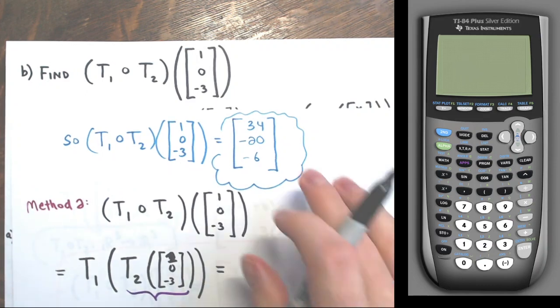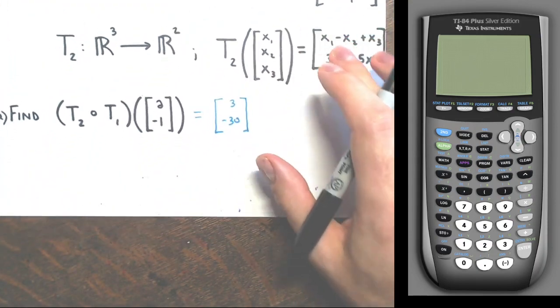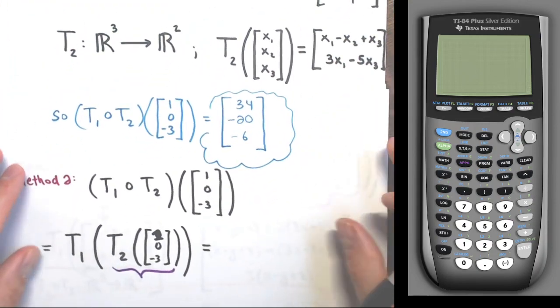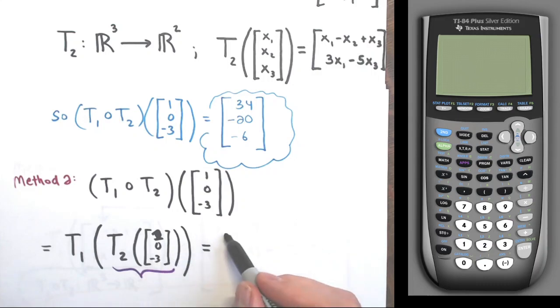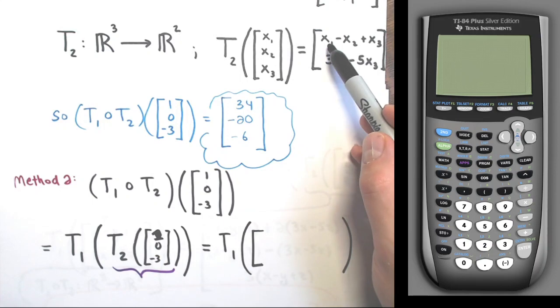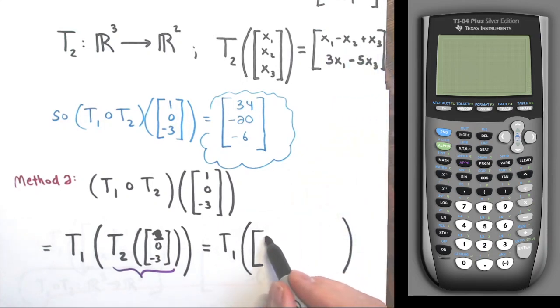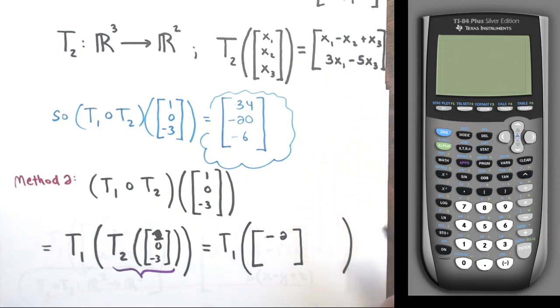So if I do that, let's go back to the rule for T2, way back here. So there's the rule for T2. And again, I'm replacing x1, x2, and x3 with 1, 0, and negative 3. That'll give me an output that's a vector with two components, and then I'm going to apply T1 to it. So we have 1, again, the x2 is 0, so I'm not worried about x2. So 1 plus negative 3 is negative 2 for the first component. Sorry, that's probably too big a set of parentheses here. And then the next one, 3 times 1, plus negative 5 times negative 3 is 15. 3 plus 15, 18.